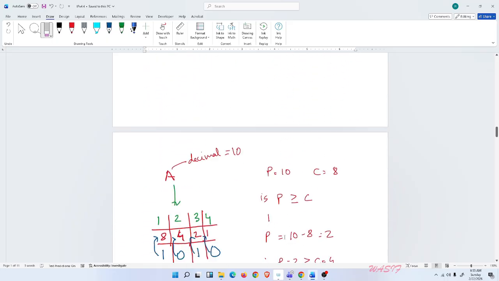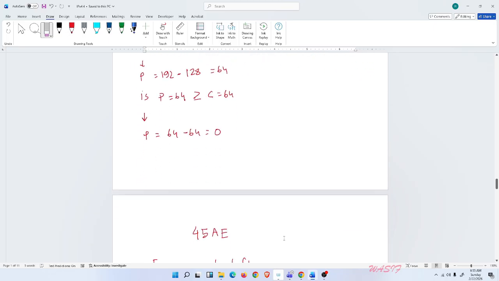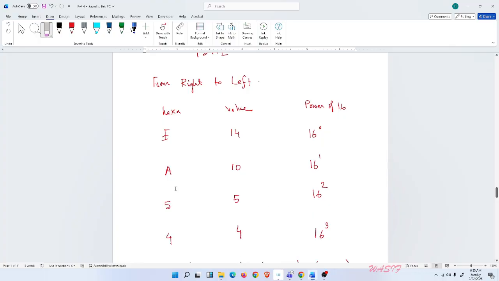Now, from hexadecimal to decimal, we will always start from right to left. Right to left: E, A, 5, 4. The decimal value of E is 14. This is the decimal value for each individual digit: 14, 10, 5, 4.